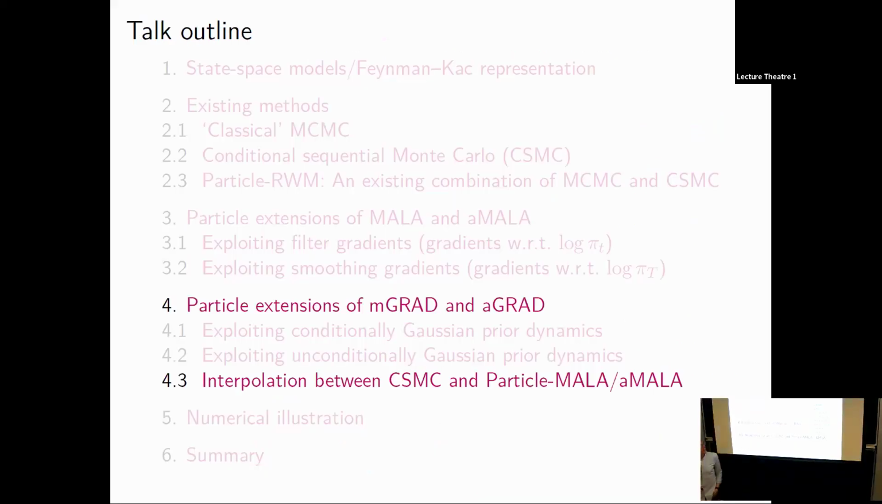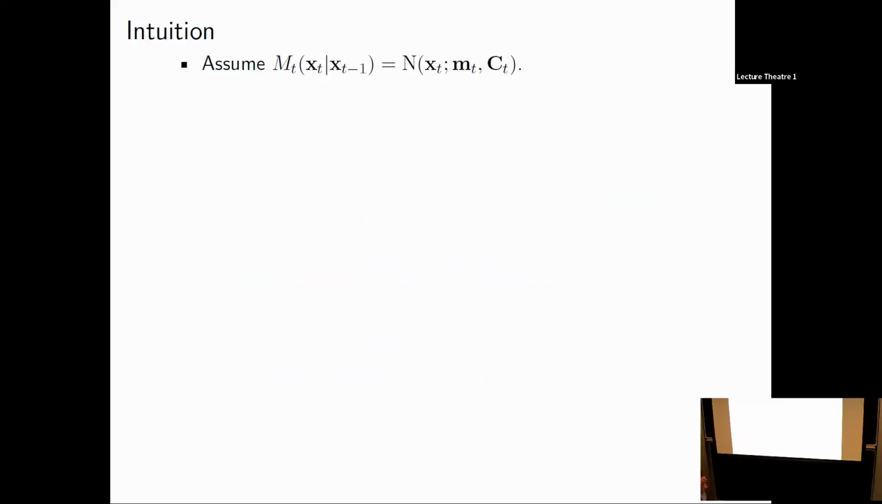Interestingly, it turns out that these mGRAD and aGRAD algorithms, and similarly the particle versions that we have here, seem to be very robust to tuning requirements, unlike Mahler. And I want to now give you some results which explain why that is. Effectively, what we're going to see is that the particle mGRAD and aGRAD interpolate between conditional SMC and particle Mahler, depending on how informative your prior is. So for simplicity, let's assume that our mutations are independent over time and Gaussians here.